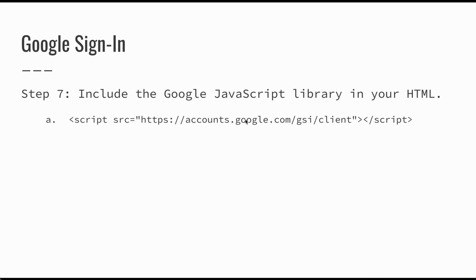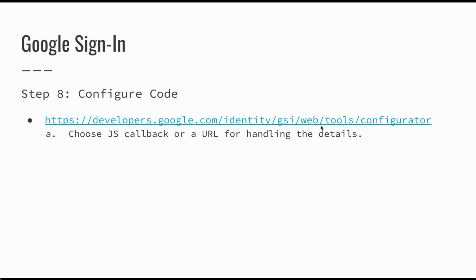Then you're going to use the Google JavaScript library, so you can access this directly. You can see here the script source, and then we're going to pull it in from accounts.google.com/gsi/client. So that part is pretty easy. You just need that one line, and then you need to configure your code. This is a little tool that will allow you to generate the code necessary so that you can include this in your page. You can have a URL handle this. You can also have a JavaScript callback handle this, and this will allow you to send the messages to the Google authentication and then get those messages back.